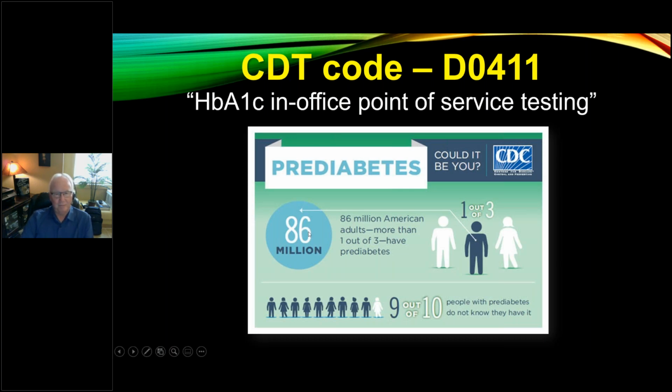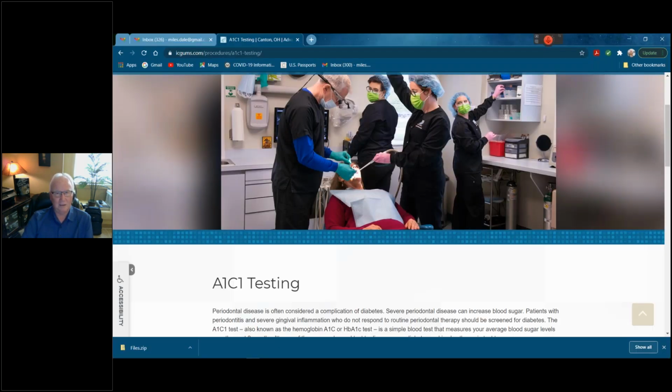I've seen different estimates, 80 to 86 million adults, okay? More than 1 in 3 people have pre-diabetes. Well, if you don't know that going in and you're planning implants, and then you put them in and you wonder why they're not healing properly, guess what? It's probably because they're undiagnosed. So consider it.